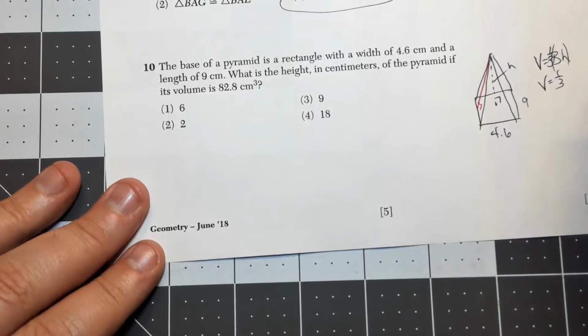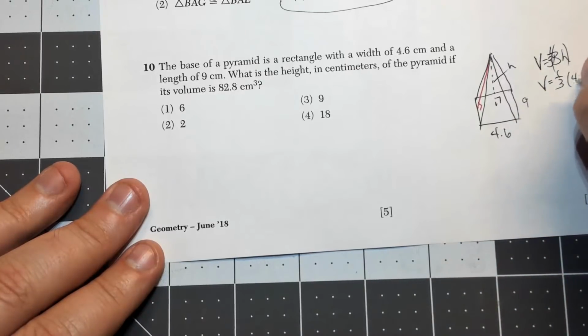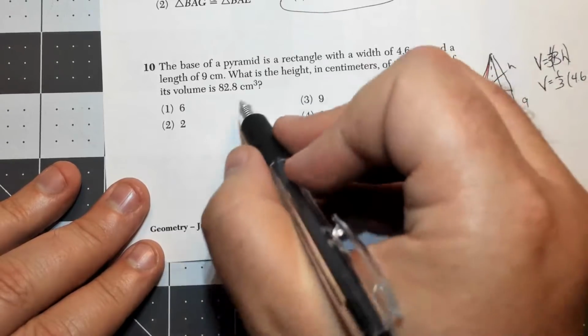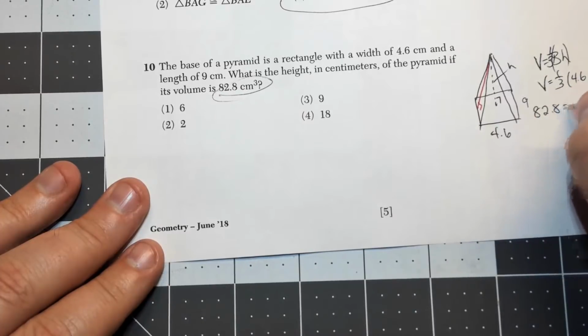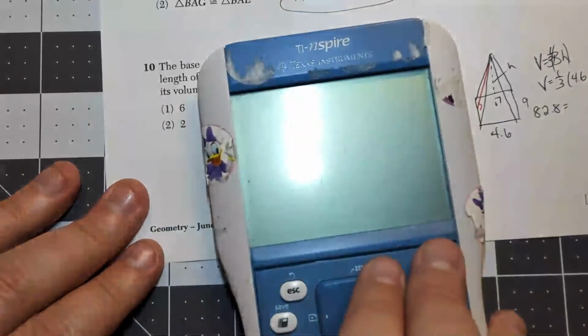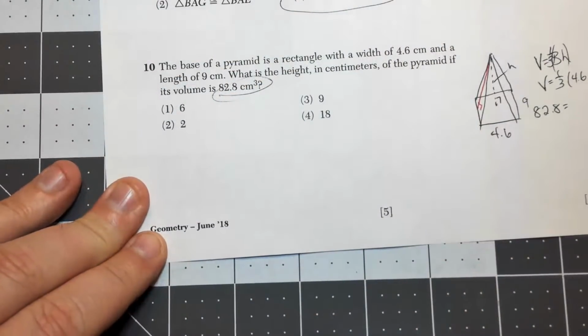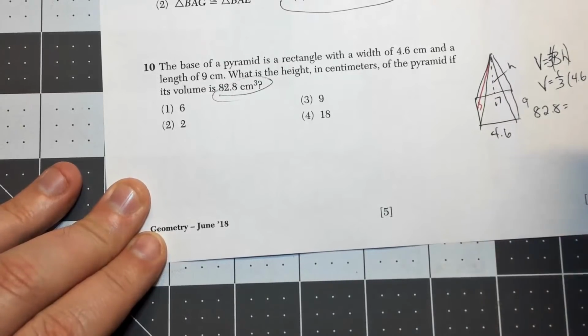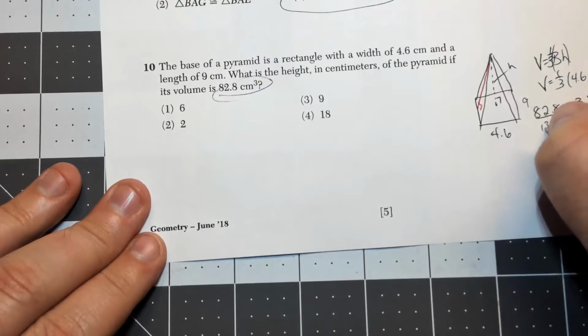If it only has one base, you're doing 1/3. The base is a rectangle, so it's 4.6 times 9, and we don't know what the height is yet. We're going to take the volume number and plug it in, so 82.8, and then we're going to do 1/3. 1/3 of 9 is essentially 3, so 4.6 times 3 is 13.8 h, and then we'll divide that out by 13.8 and we'll have our answer.